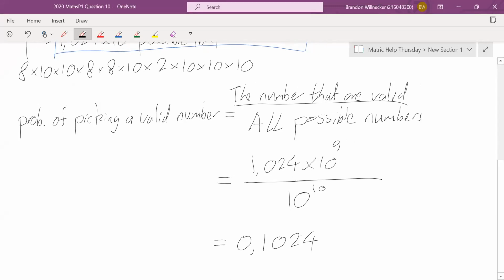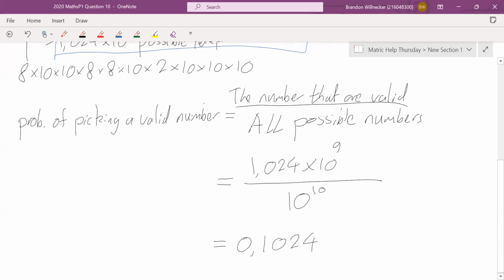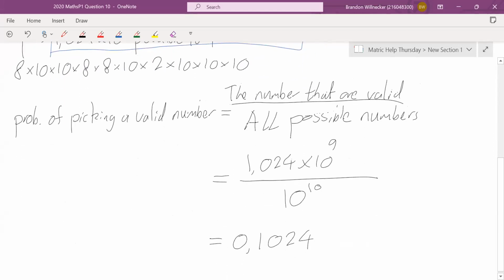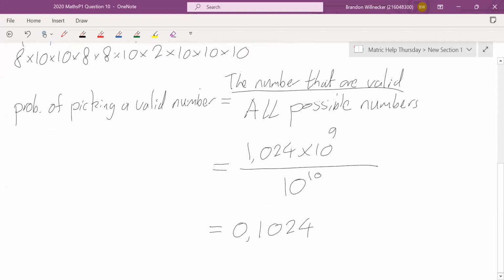We see that this is a very small probability. Well, because this restriction was quite large. We put a big restriction on it, so the probability is going to be very small. If you do have any questions on this, please do let me know in the chat.